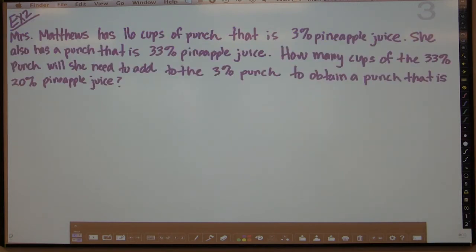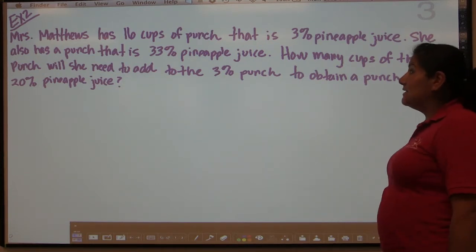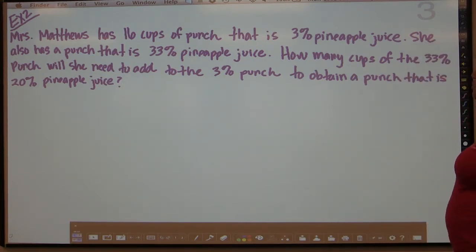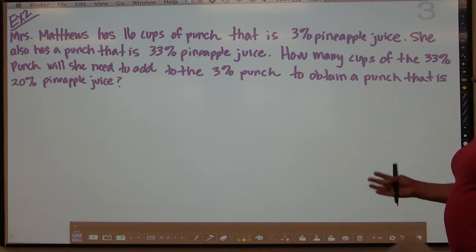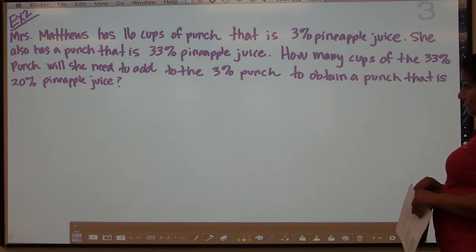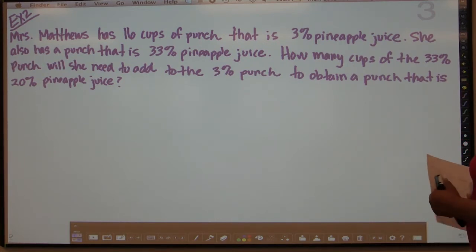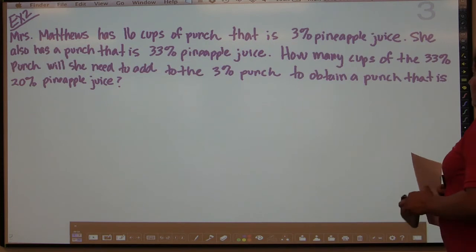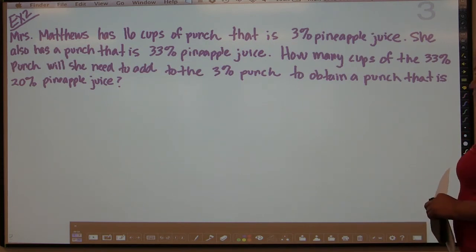So, another example of a type of weighted average problem is example 2. Mrs. Matthews has 16 cups of punch that is 3% pineapple juice. That's the weight, it's 3% pineapple juice. She also has a punch that is 33% pineapple juice. Again, not the same weight. How many cups of the 33% will she need to add to the 3% so that at the end of the day she has 20%?